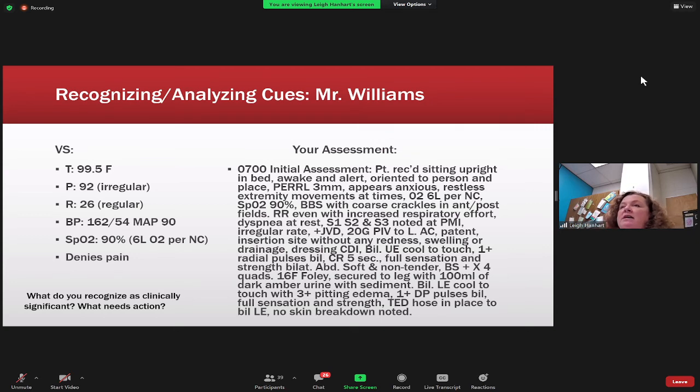Is there anything on here that is concerning to you as far as maybe something that you would address as you're doing your assessment? We know we're going to increase that oxygen, but anything else that you might do? Elevate the head of the bed. Yeah, we're going to want to make sure he's already sitting upright in bed, right? They're not going to let you lay him down.